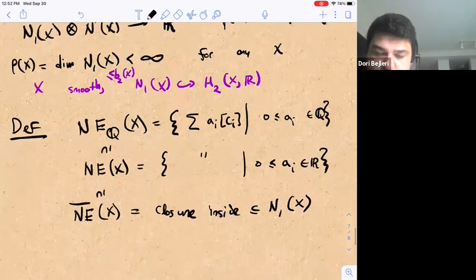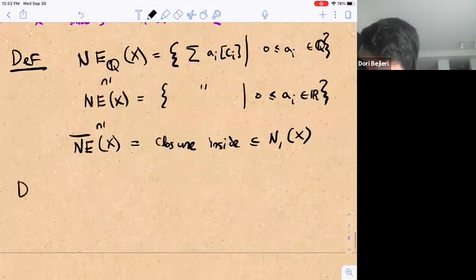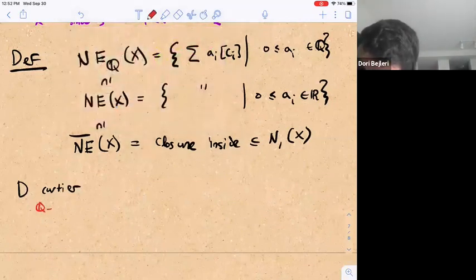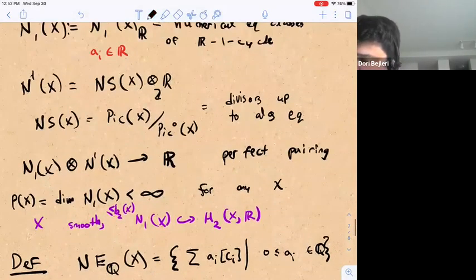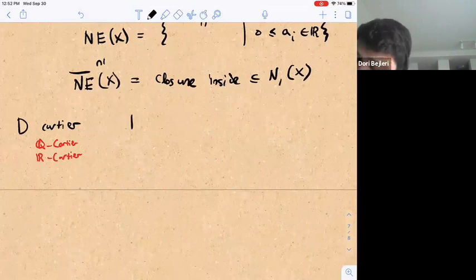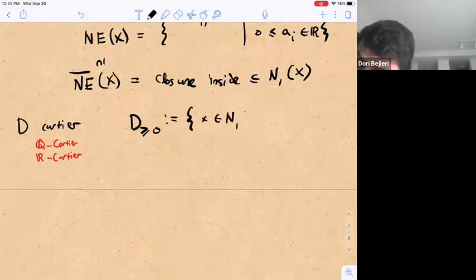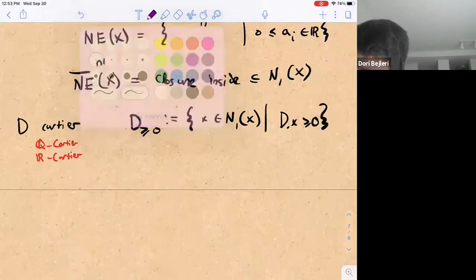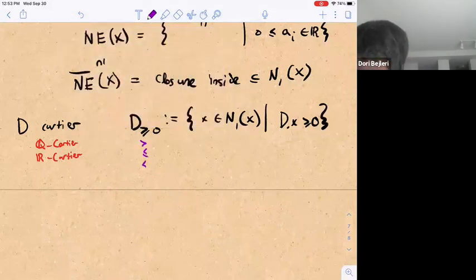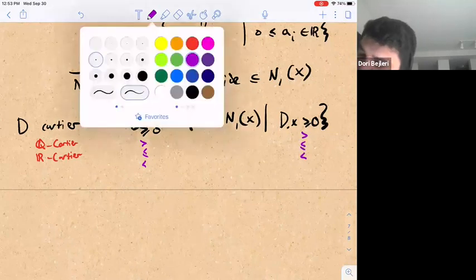Okay, and let's just set some notation. So if D is a Cartier divisor, or even Q-Cartier or R-Cartier, which just means an element inside of one of these larger spaces where you tensor up to R or to Q, then we can define D greater than or equal to 0 as just the numerical classes whose intersection with D is greater than or equal to 0, and then similar definitions with greater than, less than or equal to, and less than. That's just some useful notation.